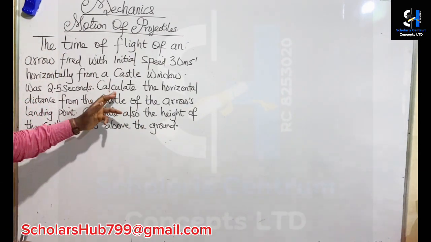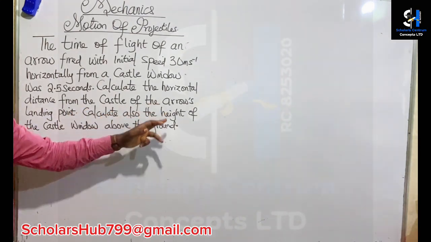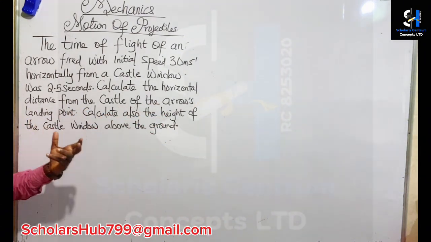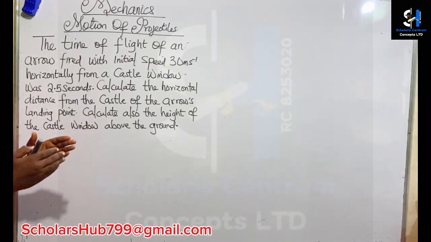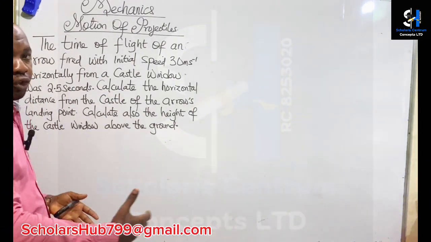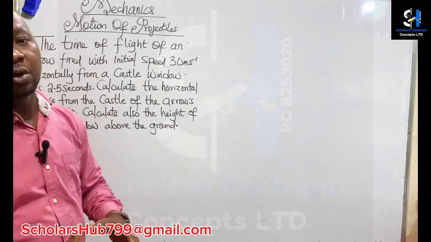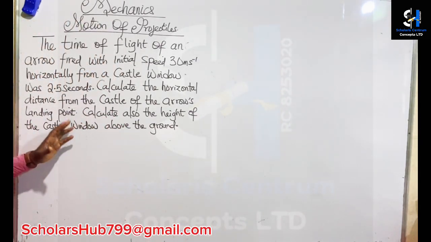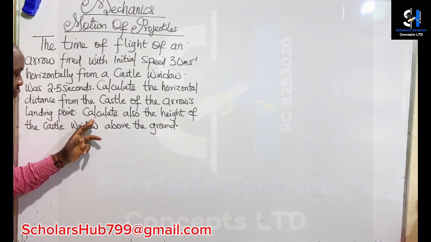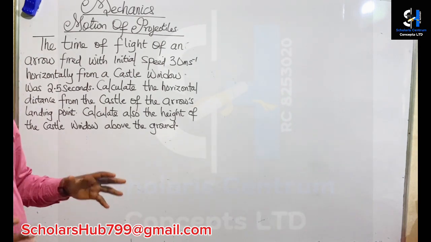Now we want to calculate the horizontal distance from the castle of the arrow's landing point. That is, from the point where the arrow is fired horizontally to the point where it lands. So the maximum distance traveled, or the horizontal distance, which is what we know as range, is what we're asked to calculate. Then we also calculate the height of the castle window above the ground.